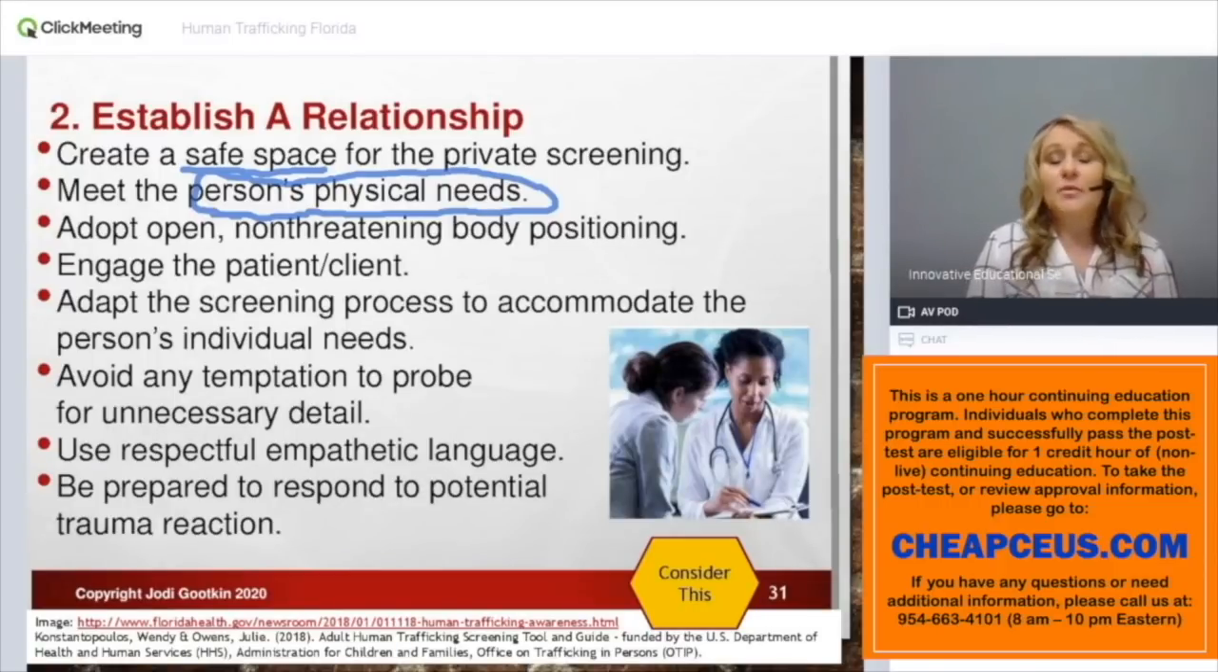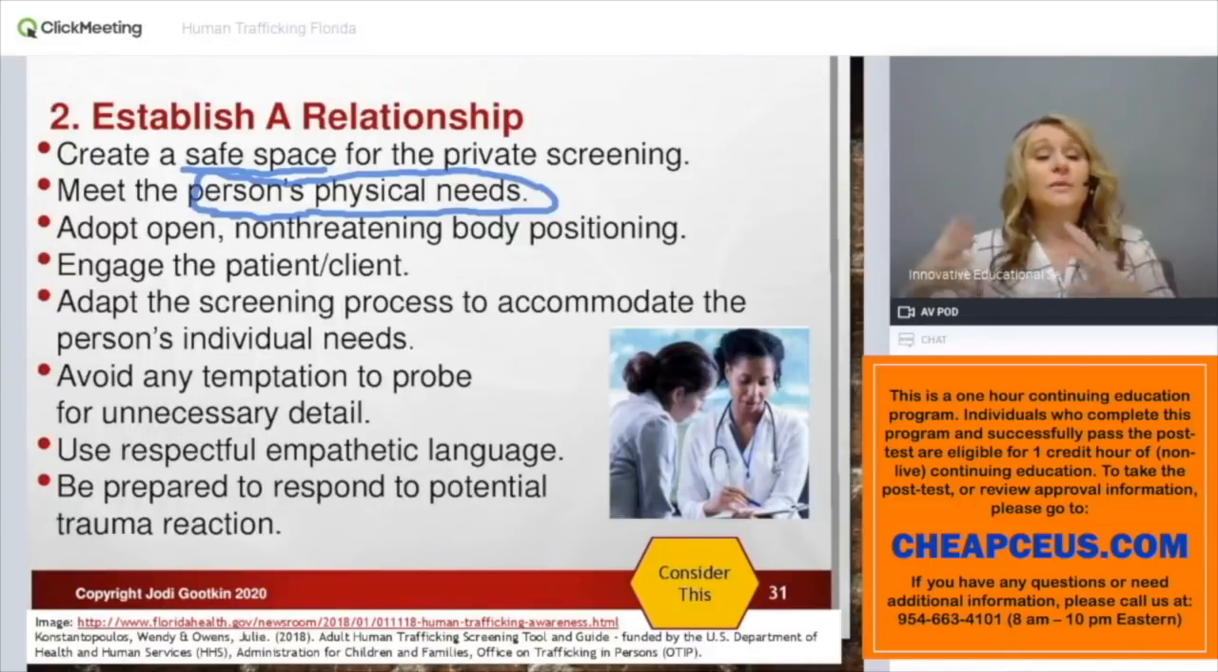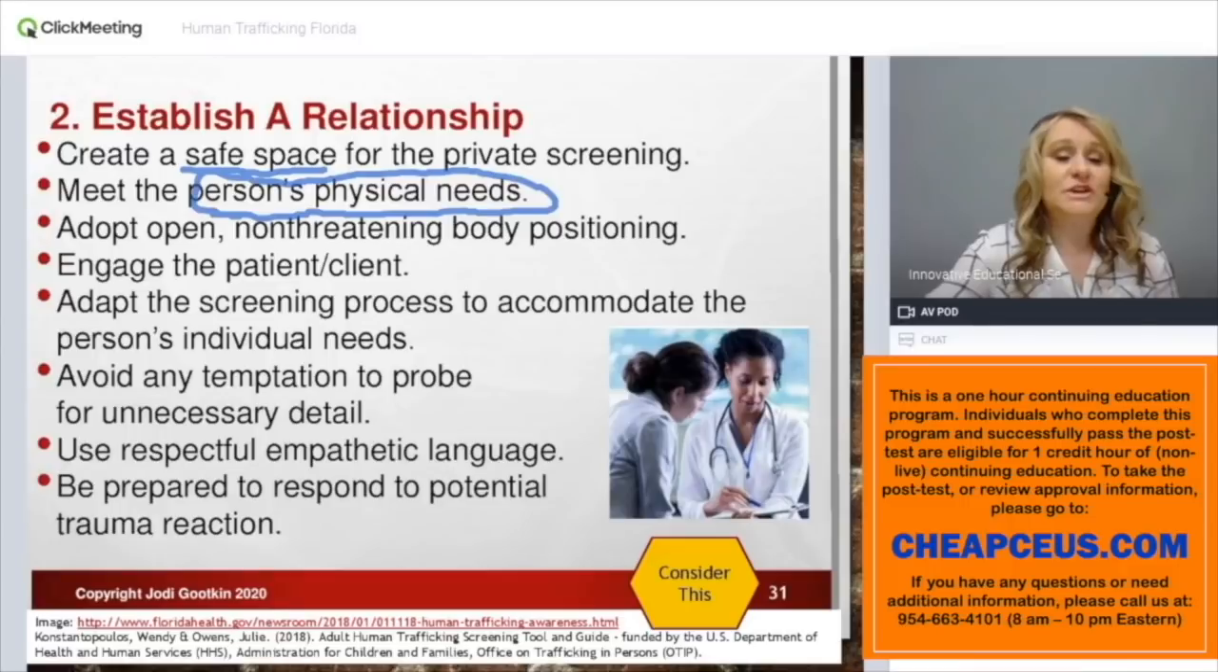You're not going to make any promises. If you do have a sense that they are being trafficked, don't promise anything. You're just going to look at opportunities to refer them and connect them with resources and law enforcement if necessary to get them out of the situation.